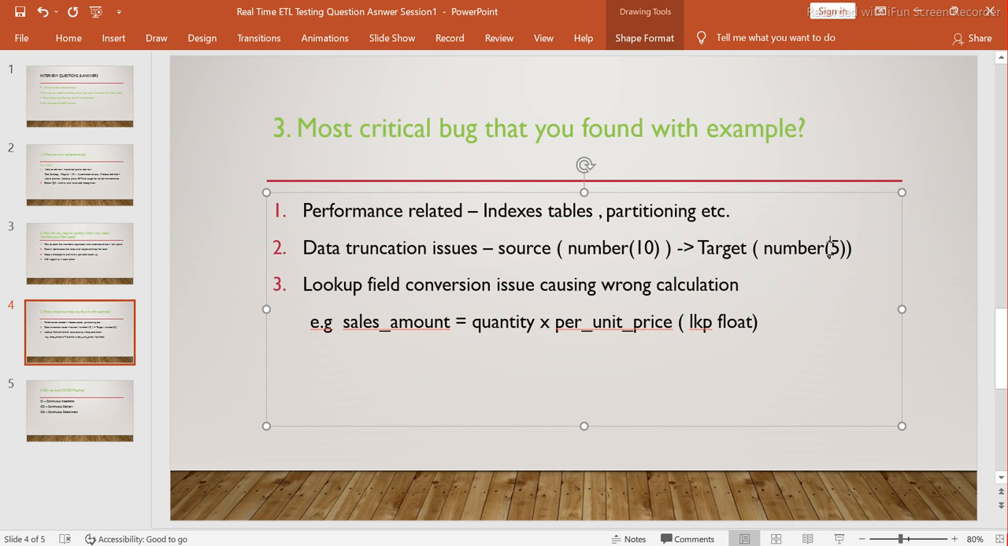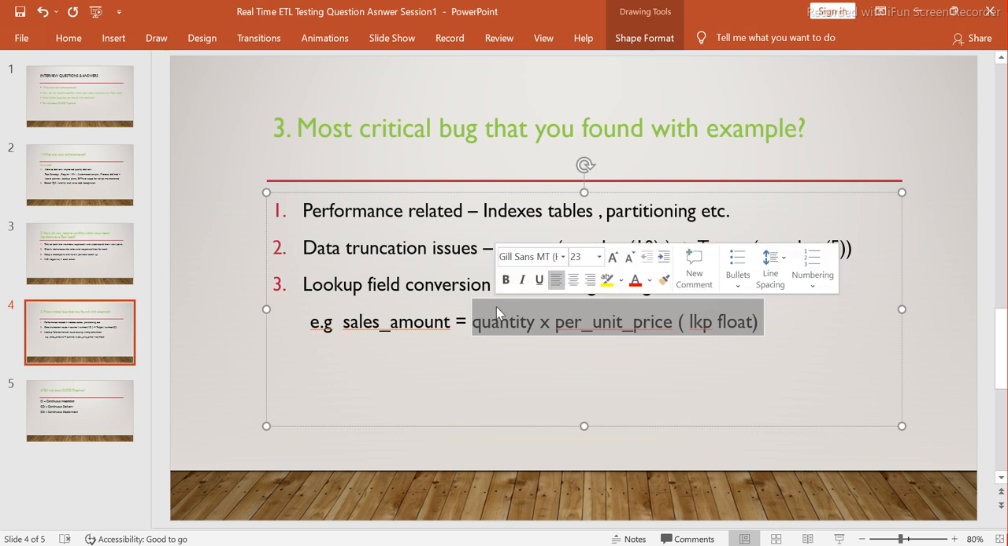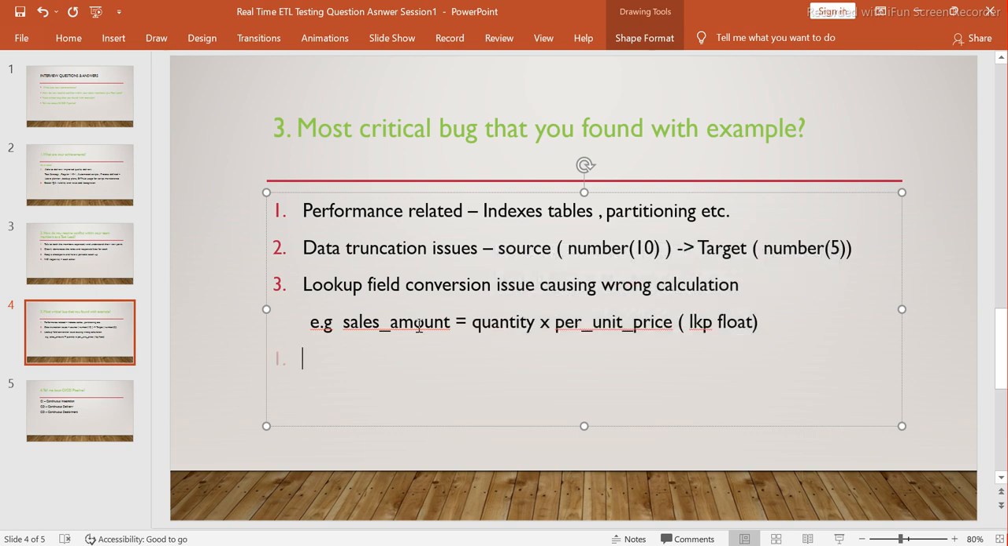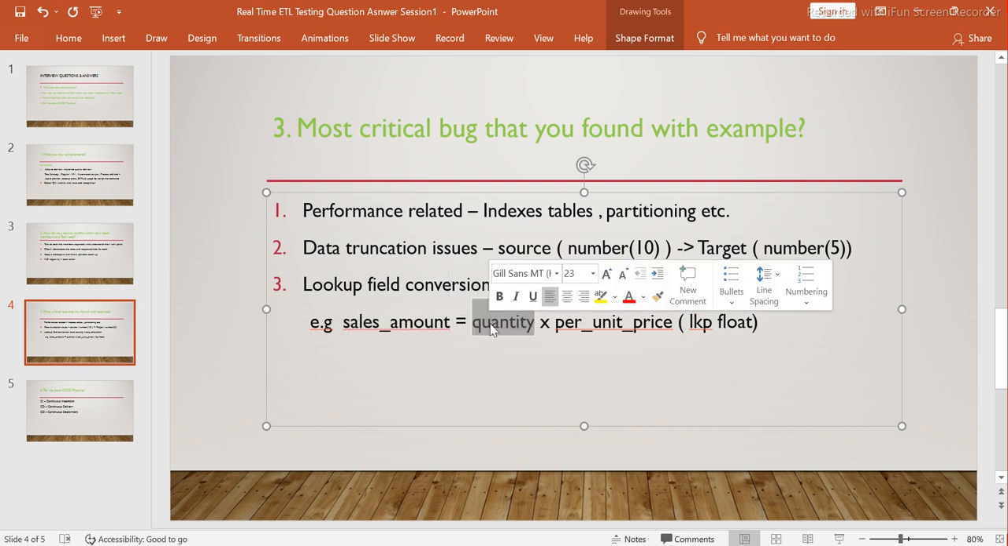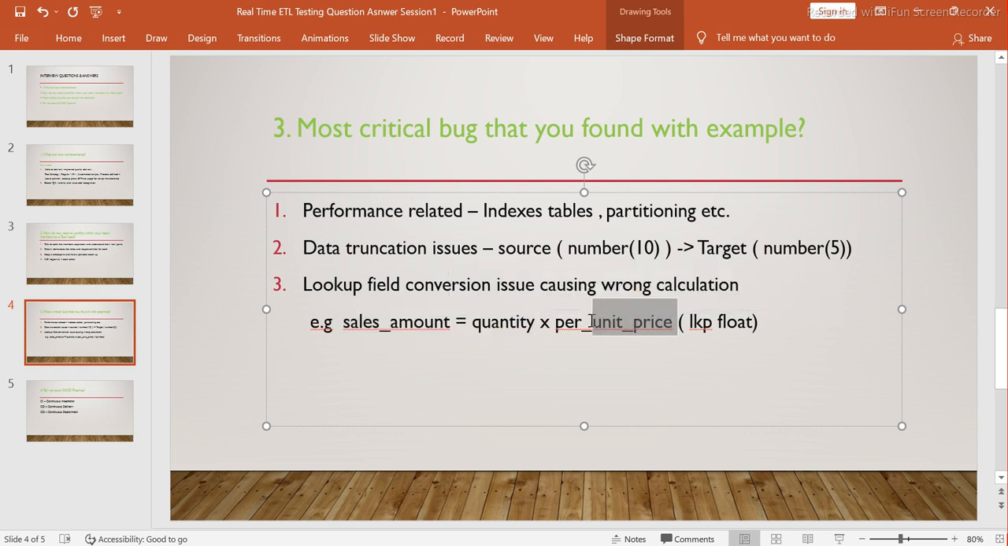And the third one that I found was an issue with lookup field conversion, right? I am giving you this example; I had a bug like this, though I don't remember it exactly. There was a sales amount that I had to calculate in my fact table, right? I was getting the quantity from the source, and the per unit price from the lookup table. So lookup was a separate table from where I was getting this, right?